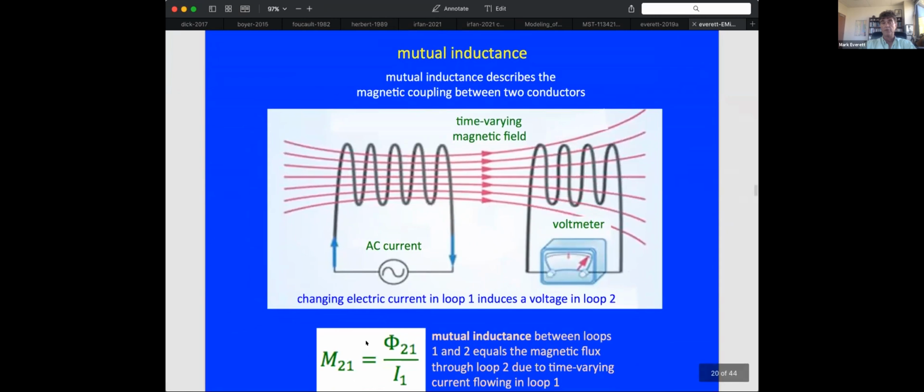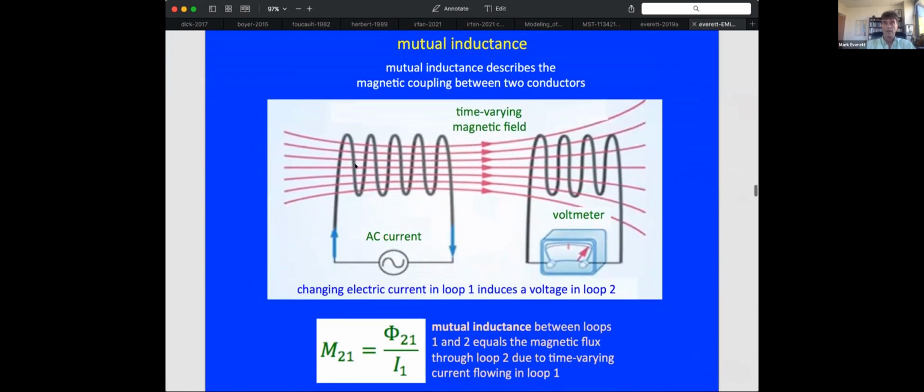Mutual inductance describes the magnetic coupling between two conductors. Here we have a current in one coil producing a time-varying magnetic field, which induces a current in another coil according to its geometric properties, and induces an EMF or voltage in the loop. The mutual inductance of these two is a measure of the magnetic flux through the second coil due to the electric current flowing in the first one.